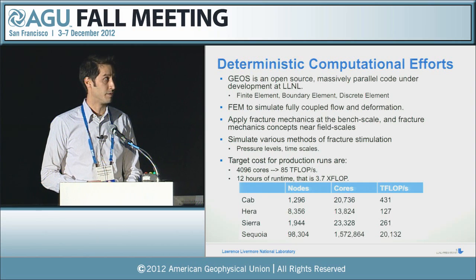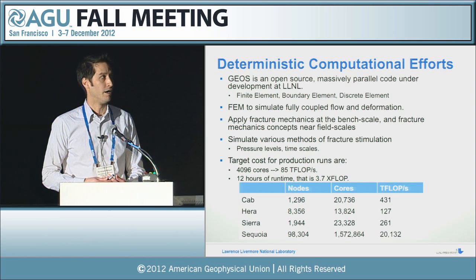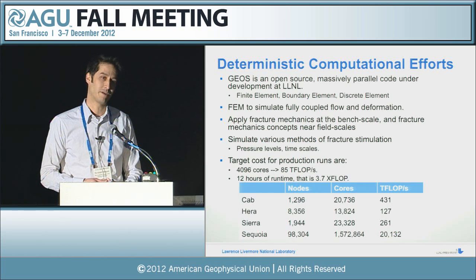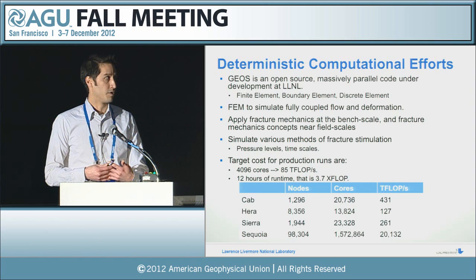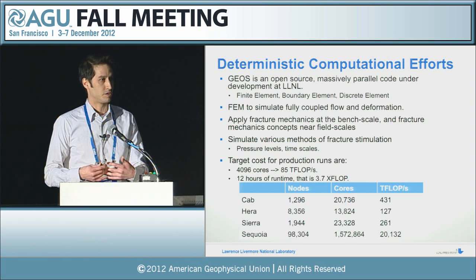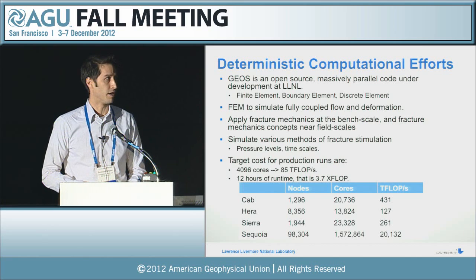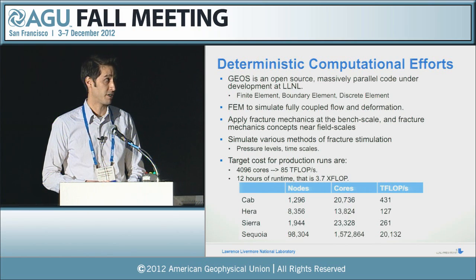One of the goals is to apply fracture mechanics at the bench scale, or in the lab, and we would like to apply fracture mechanics at near field scales, but as I'm going to show later, that's going to be fairly difficult. We want to be able to simulate various methods of fracture stimulation. Standard hydrofracking is just pumping a certain pressure down there for a given amount of time. How does varying the pressure levels, maybe pulse loading, affect the evolution of the fracture network?